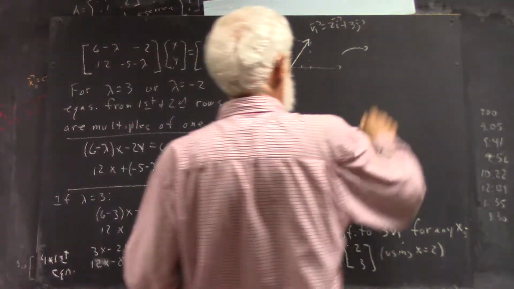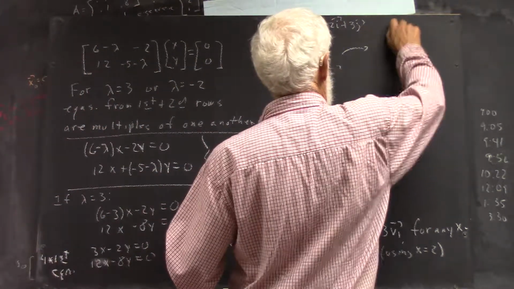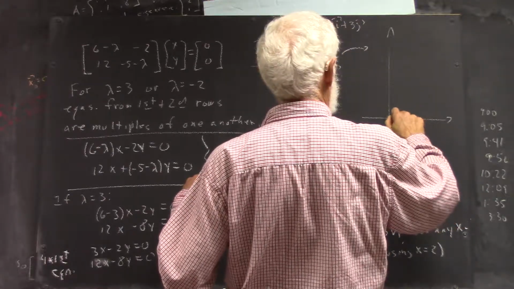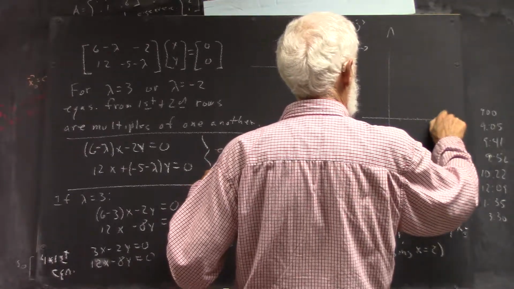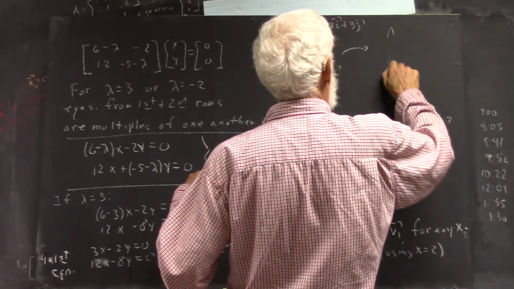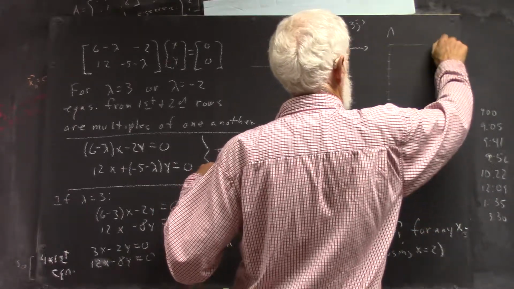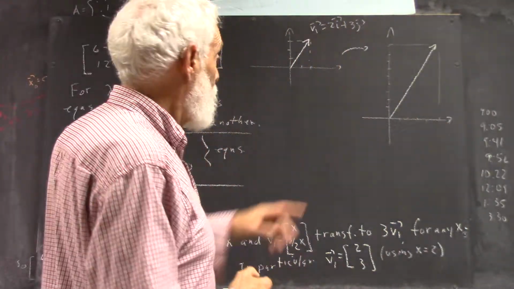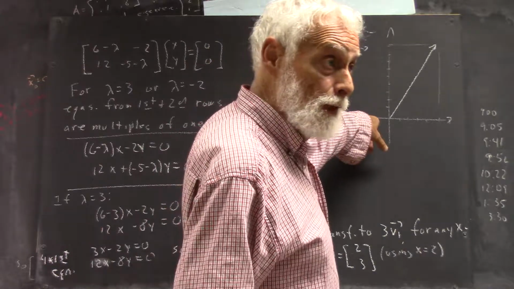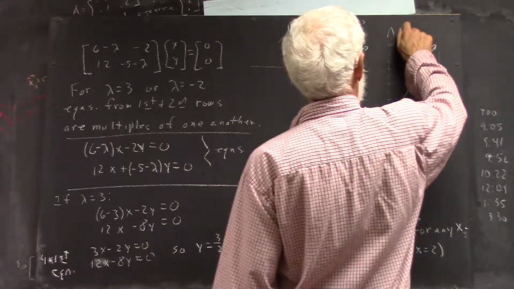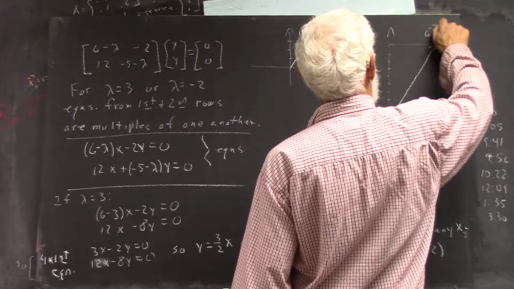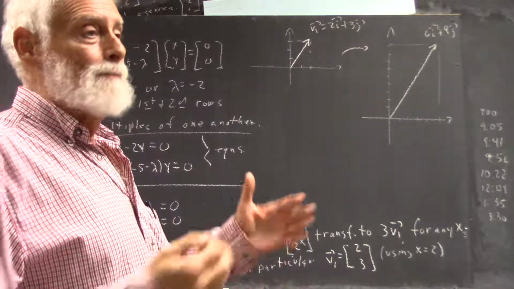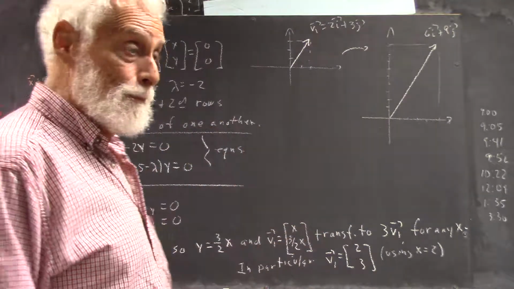Okay? So I better draw a bigger y-axis and hope I've got room to draw the other one, but okay? They're in the same direction, but this is 3 times as long. Well, that's just like the picture we had before, except that vector has gone to half, right? Well, it can go to anything.